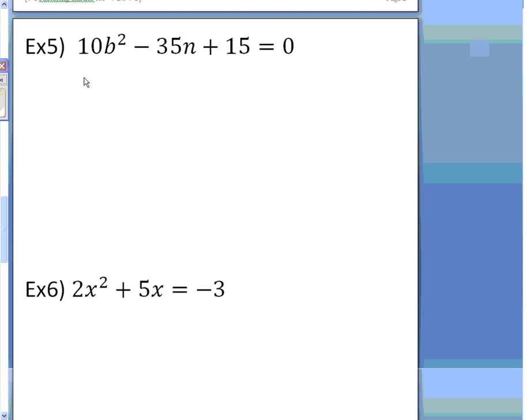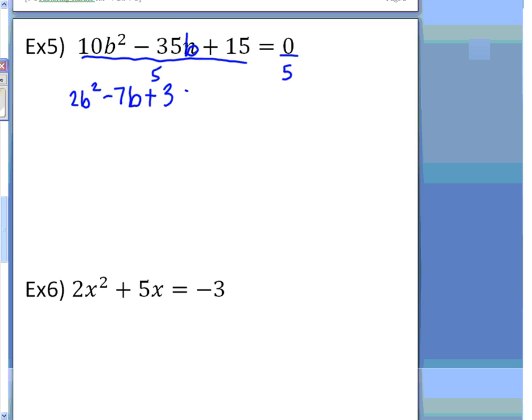So, first thing you want to do, is this coefficient negative? The answer is no, right? Second thing, is there a number that I can divide all three chunks by? The answer is yes. I can divide everything by 5, and I'm going to go ahead and do that. So I'm going to divide both sides by 5. 10b squared divided by 5 is going to be 2b squared. Negative 35 divided by 5 is -7. Check that. That n should be a b, so go ahead and fix that now. -7b, sorry about the typo, plus 15 divided by 5 is 3.